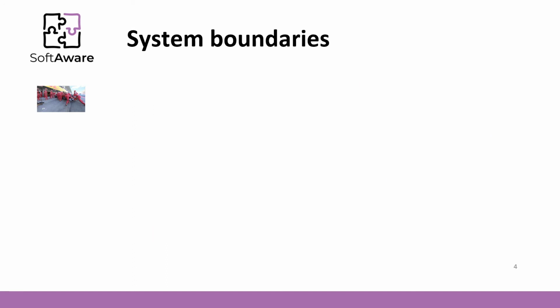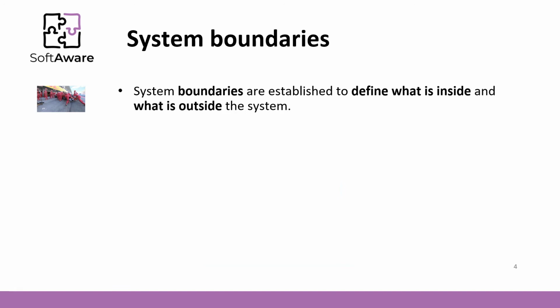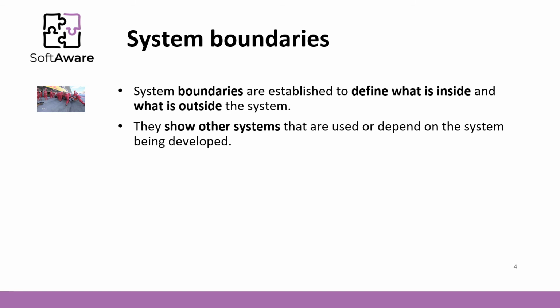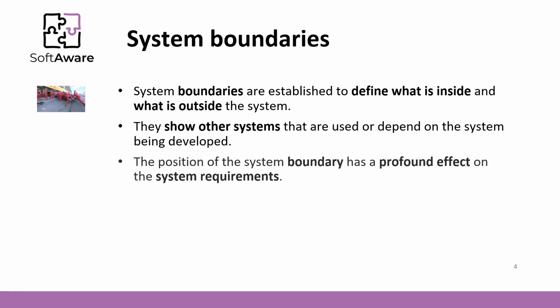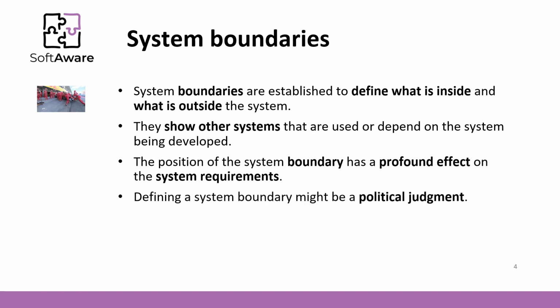Now let's talk about system boundaries. They are established to define what is inside and what is outside the system to be implemented. Look at the previous example and try to find out internal and external systems. They also show other systems that are used or depend on the system being developed. The position of the system boundary has a profound effect on the system requirements. On the other hand, the system requirements may influence the system boundaries. Also, defining a system boundary might be a political judgment.